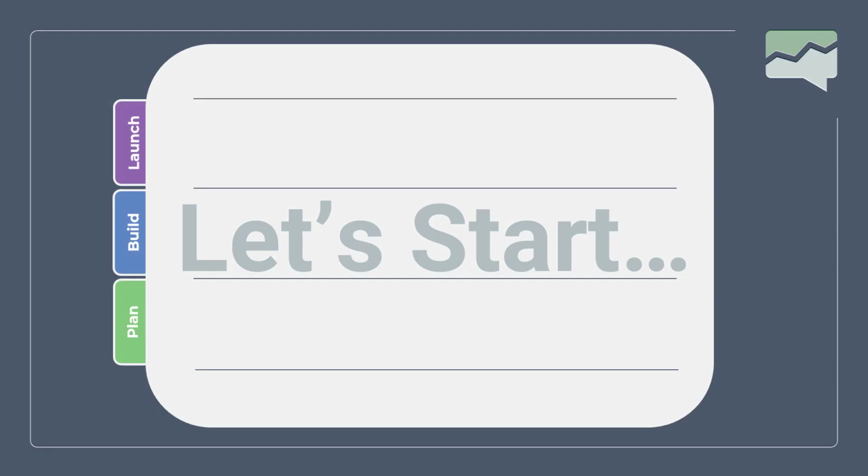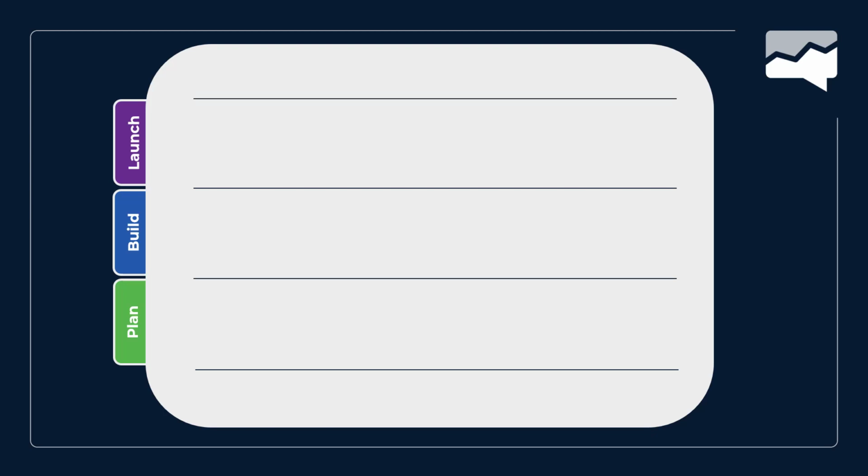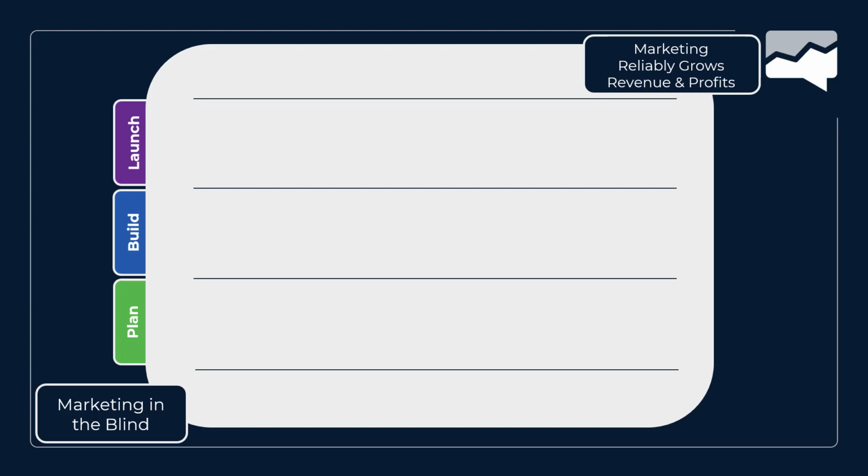As we start, we always want to remember our foundation. Our foundation is our measurement marketing framework, and we have 3 different steps: plan, build, and launch. These steps allow us to go from marketing in the blind to being able to reliably grow revenue and profits. You go from not knowing what's working and what's not to knowing exactly what button to push to grow your conversion rate, your revenue, and your average order value. You know what's going to work.